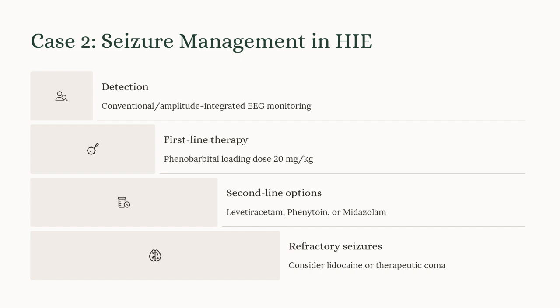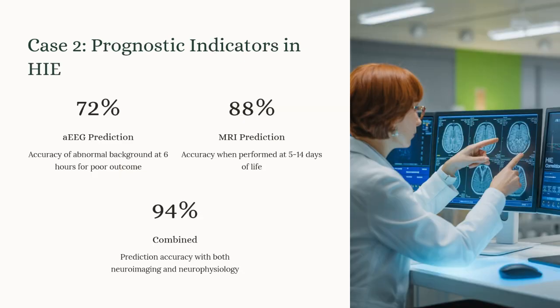Quick tip: always correct metabolic imbalances before escalating drugs. Electrolytes, glucose, calcium, they all play a role. The goal isn't just seizure control. It's brain protection. That's what we're fighting for. Can we predict the future? In neonatology, sometimes, yes.